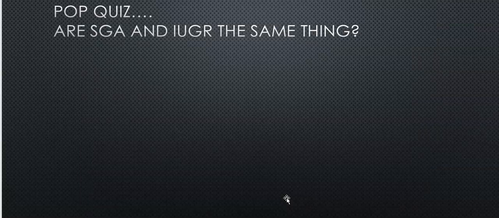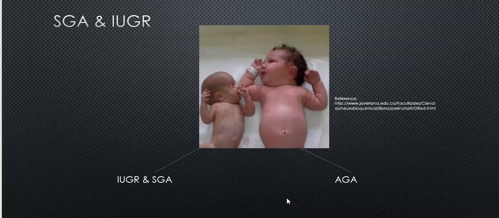Pop question. Are SGA and IUGR the same thing? If you answered no, you would be correct. They are not the same thing. You can have a baby that's born small for gestational age and a baby who has intrauterine growth restriction. In this picture, I'm showing you a baby, the baby on the left, who has both IUGR and SGA. And the baby on the right is appropriate for gestational age. Both of these babies are exactly the same gestational age.